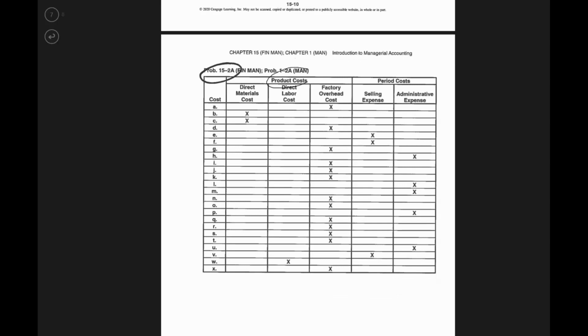Same with problem 2A. Once again, identify is it a product or a period, and then take it one step further. If it's a period cost, is it selling or administrative? If it's a product, is it direct materials, direct labor, or overhead?